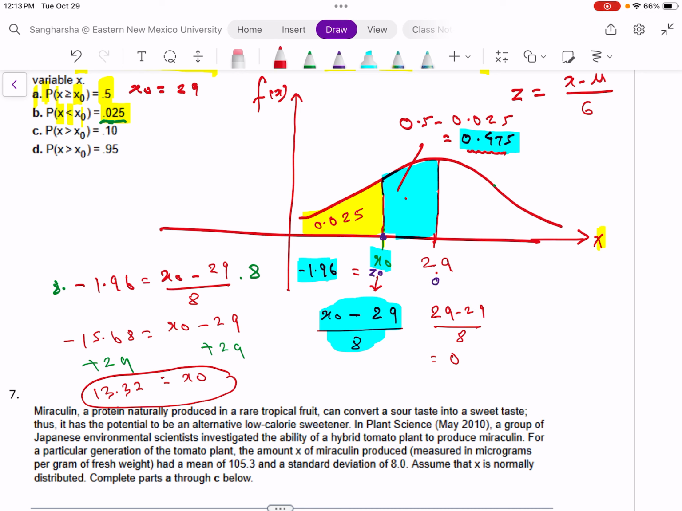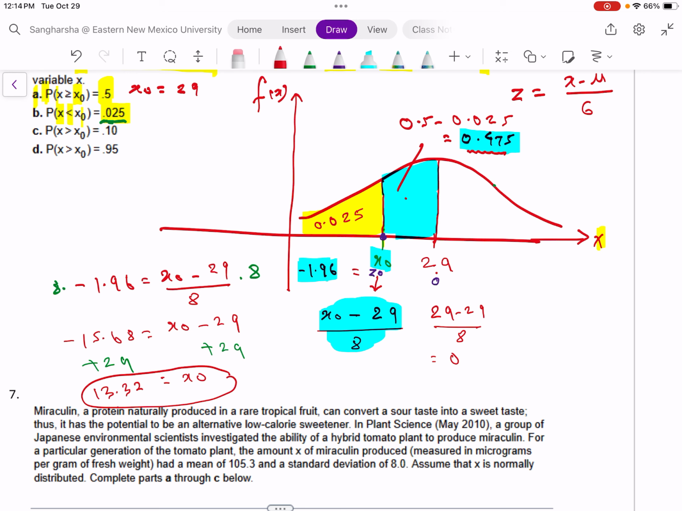Now in a similar way, can you do number C and D? It's the same. Start from drawing a graph, then make sure you have the correct region, find the G naught, convert the X naught value into G naught, equate that value to the G value, and you solve the equation, you should get the X naught.